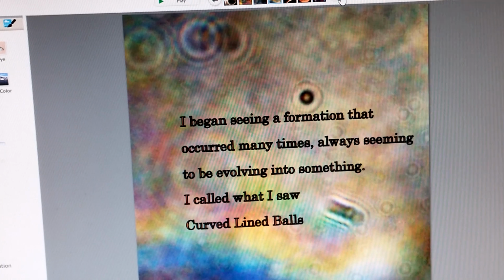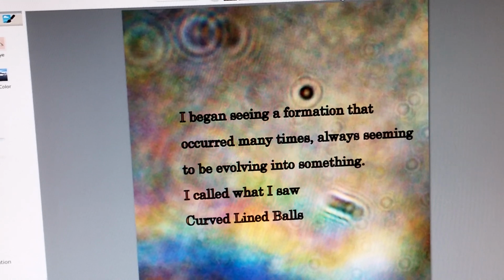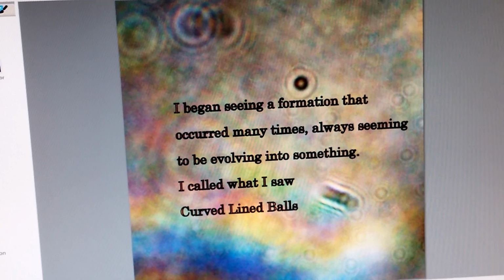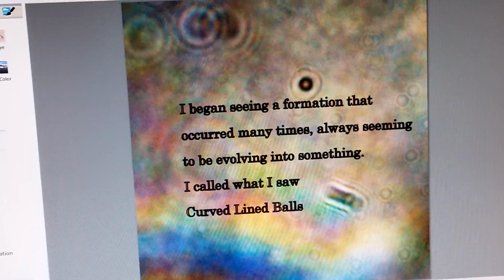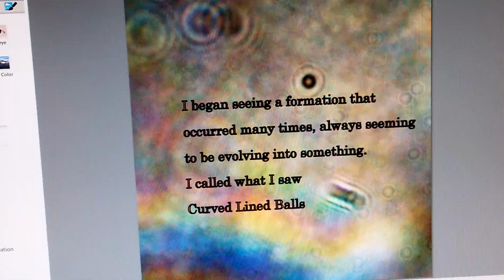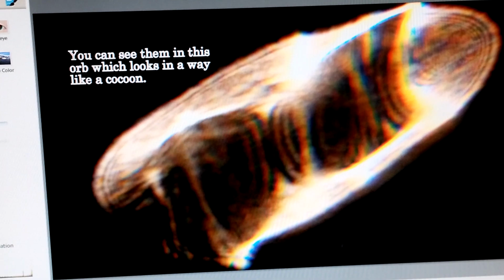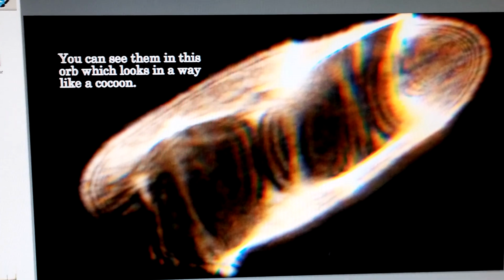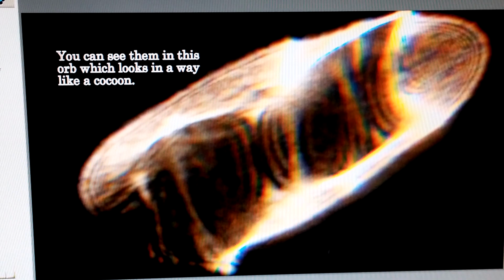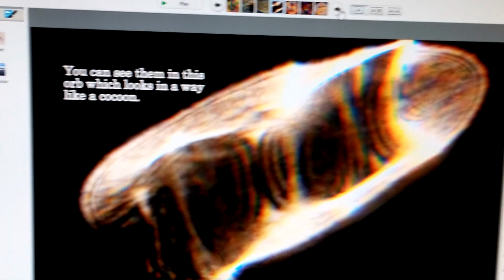I began seeing a formation that occurred many times, always seeming to be evolving into something. I called what I saw curved line balls, and there they are. You can see them in this orb, which looks in a way like a cocoon.